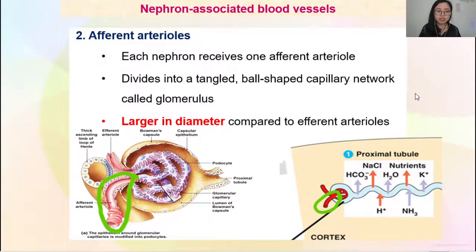Second blood vessel that is associated with nephrons is the efferent arterioles. The efferent arterioles, you will have one for each nephron. Each nephron receives one efferent arteriole, and it divides into tangled ball-shaped capillary network called glomerulus. It is larger in diameter compared to efferent arterioles.